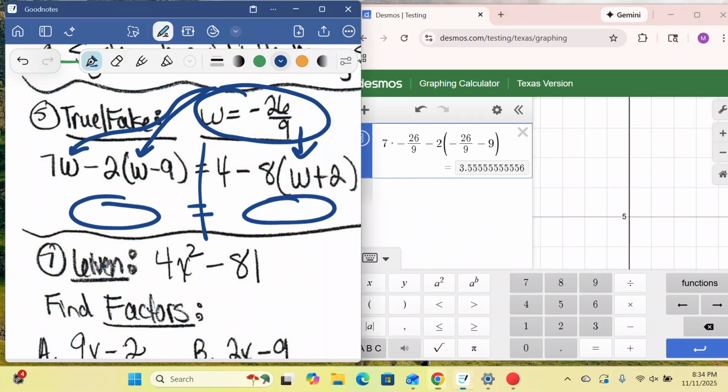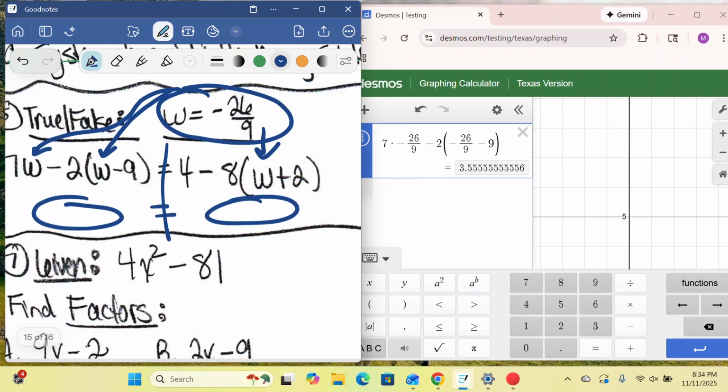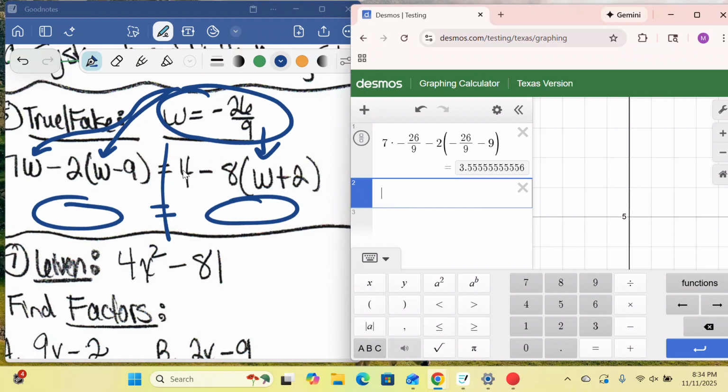So I'm going to test this side right here, and I'm going to check to see if this is true. If they're true, they're equal. If they're not true, then it's not equal. So I'm going to test the second one, and I'm going to go 4 minus 8 times W plus 2. So I'm going to go ahead and input it.